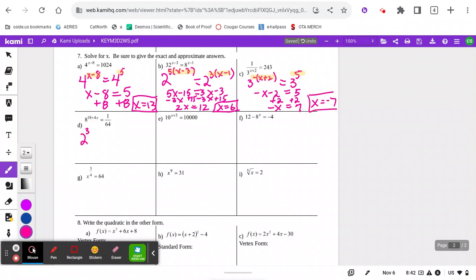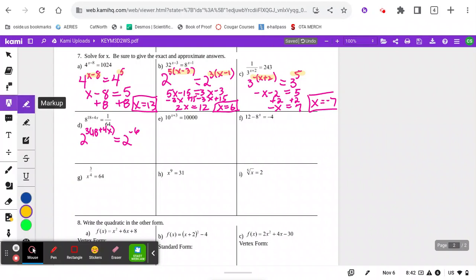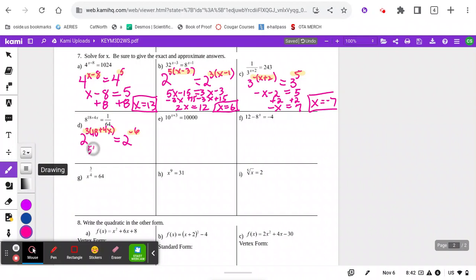Looking for a base of 2. And 64 would be 2 to the sixth. Since it's 1 over 64, it's 2 to the negative 6. Now that I have the same base, I make these equal to each other. 3 times 18 is 54. 3 times 4 is 12x. Minusing 54 to both sides makes negative 60. So 12x equals negative 60. We get that x equals negative 5.